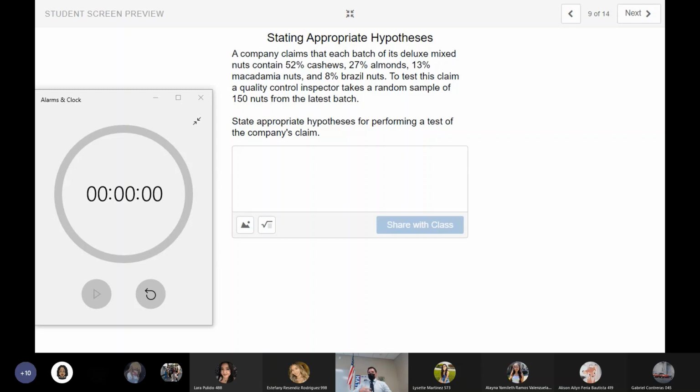Is there anything I can clarify about our hypotheses? Any questions?